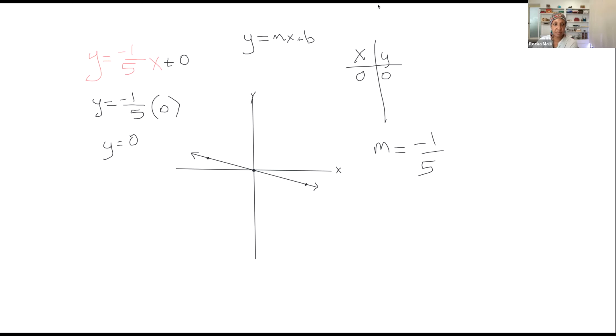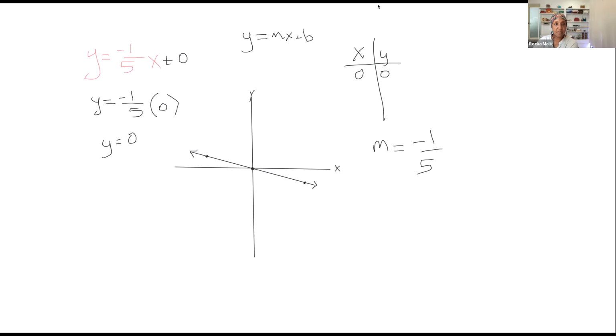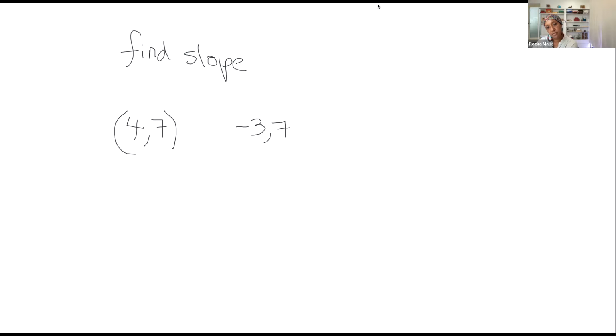Let me find the slope. So that tells us the steepness, or the hilliness, of the line. What's the formula to find the slope?